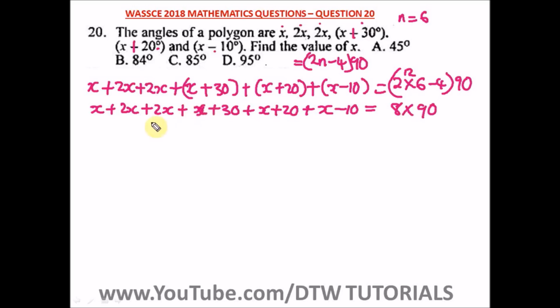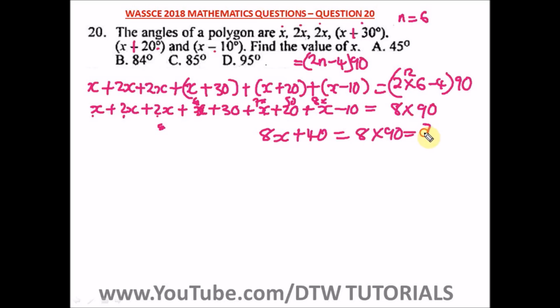Okay, this is x. So let's sum up all the values that take x as the variable and the numbers. x plus x, x plus 2x is 3x. 3x plus 2x will give us 5x. 5x plus x will give us 6x. 6x plus this x here will give us 7x, and 7x plus this x will give us 8x. So we have here 8x. And we have 30 plus 20, that's 50. And 50 minus 10 will give us 40. So we have plus 40 equal to 8 times 90.